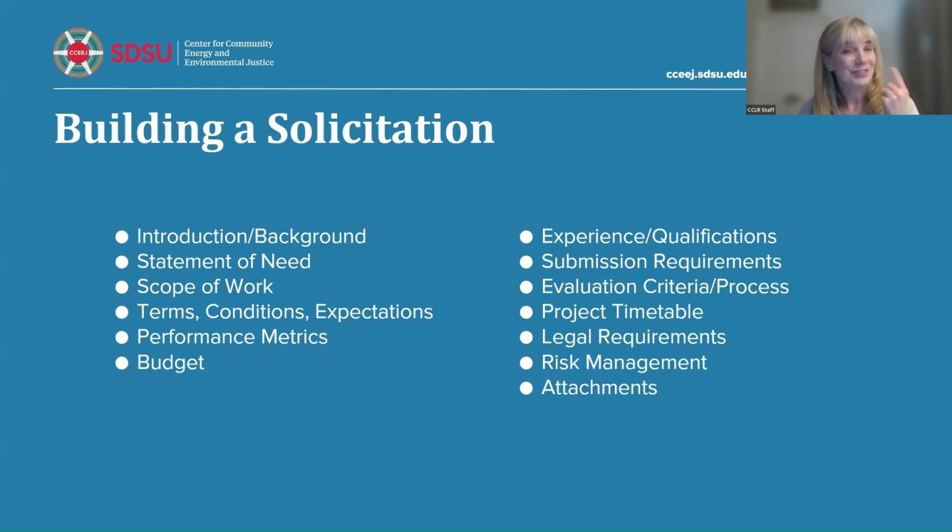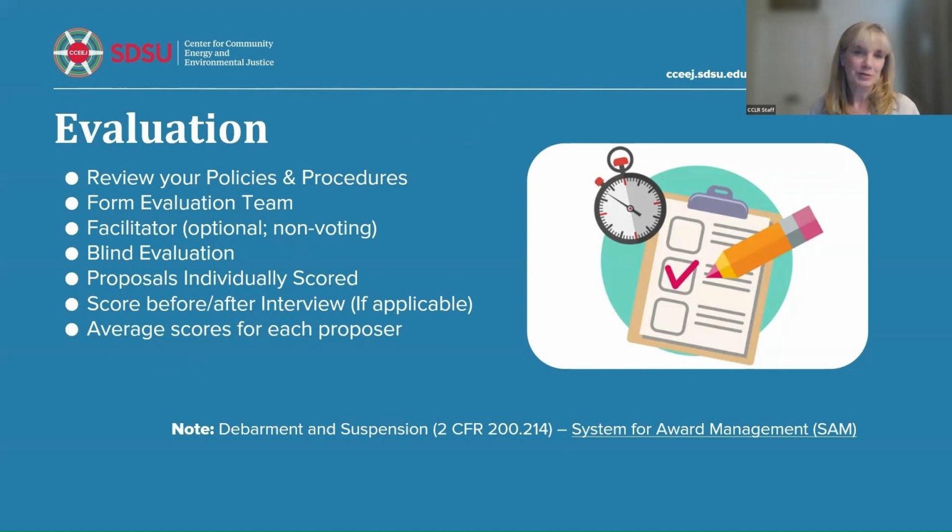So that kicks us off to the evaluation part. So evaluation, first review your policies and procedures, right? Make sure you're following them. If they say you have to have an evaluation team of 5 or more, you make sure that your evaluation team has 5 people. You can't have 3 people, right?